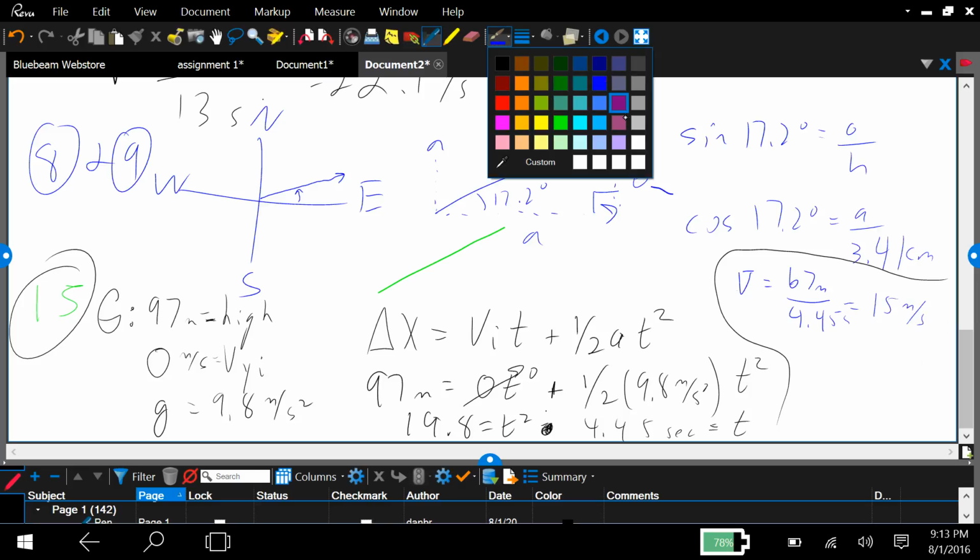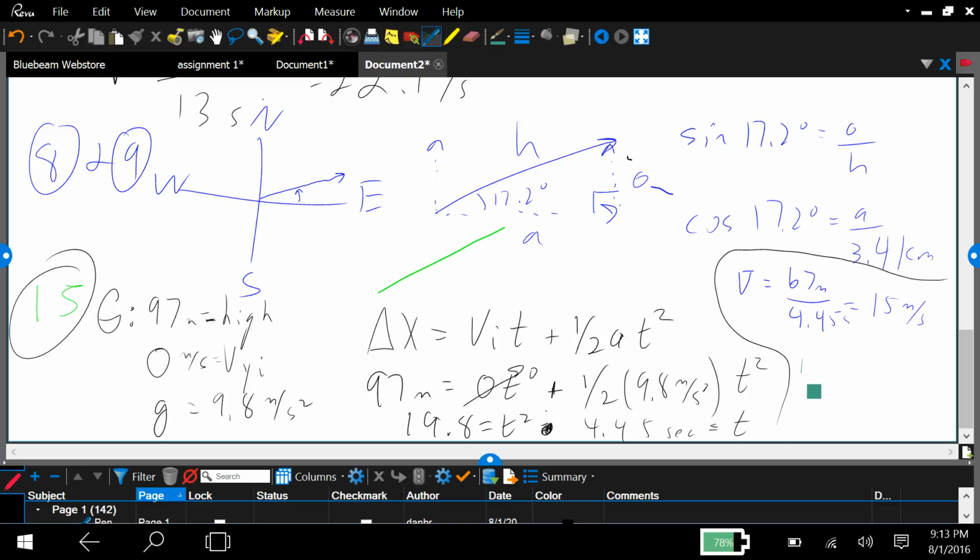Okay, let me shift off to green here and pick a darker green. We can see this. So my velocity in the y direction would be my initial velocity in the y direction. We'll call that 0, please, plus acceleration times time. So when I multiply the 9.8 acceleration times the 4.45 seconds the ball was in the air, I'm going to get 44.1 meters per second.